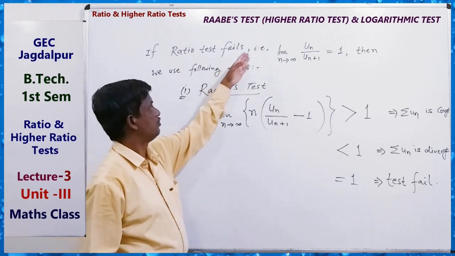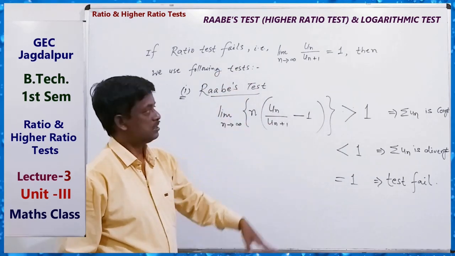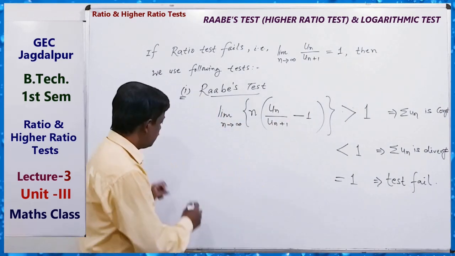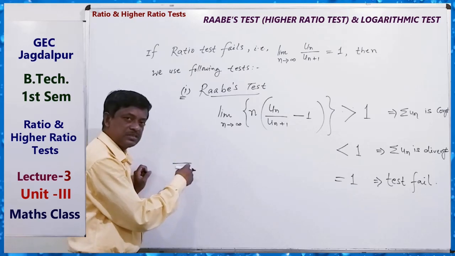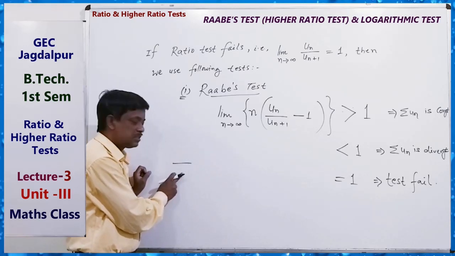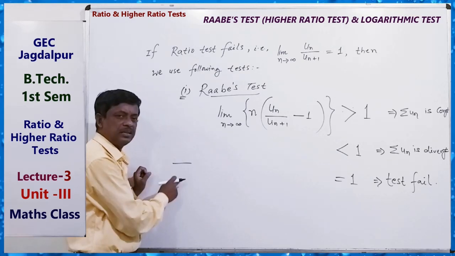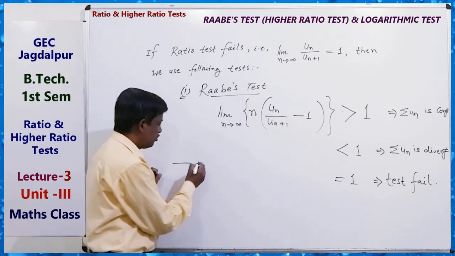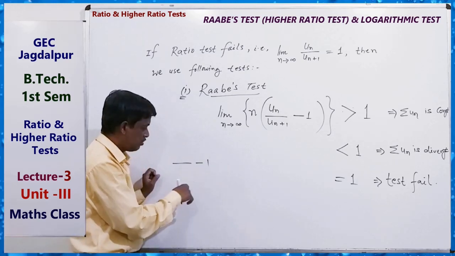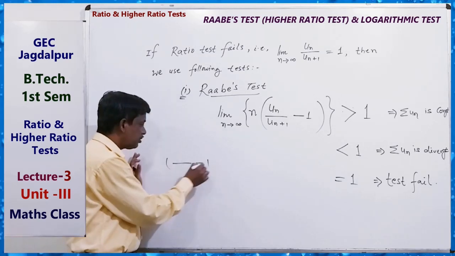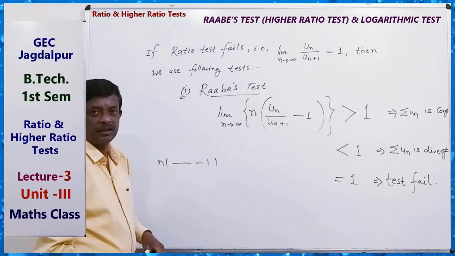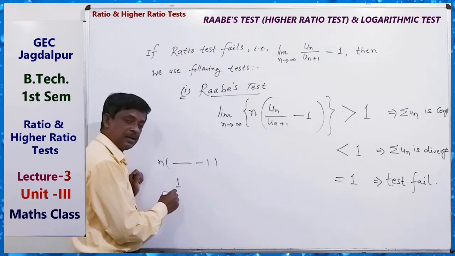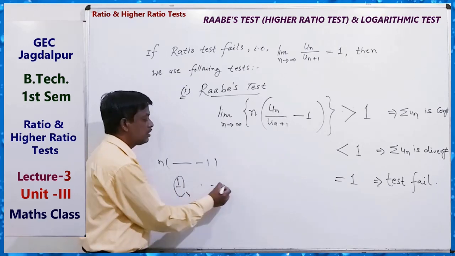So here, just for using the further test, that is Raabe's test, we see that if in this case the value of un upon un plus 1 is a function like a rational function, some polynomial upon some polynomial of the same degree, that is n square, second degree, first degree, third degree polynomial, just having rational functions, then we can subtract 1, then taking LCM and solving, higher terms will vanish, and then we can multiply by n, and we can get the first term without n and further terms in terms of n.